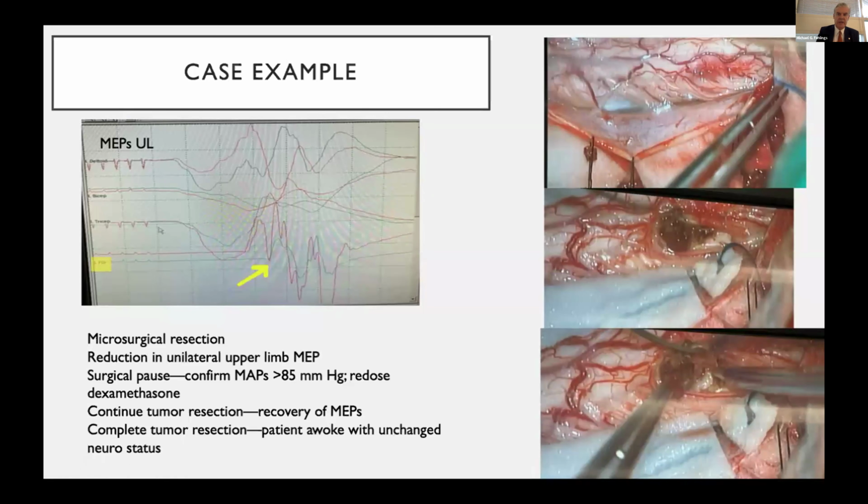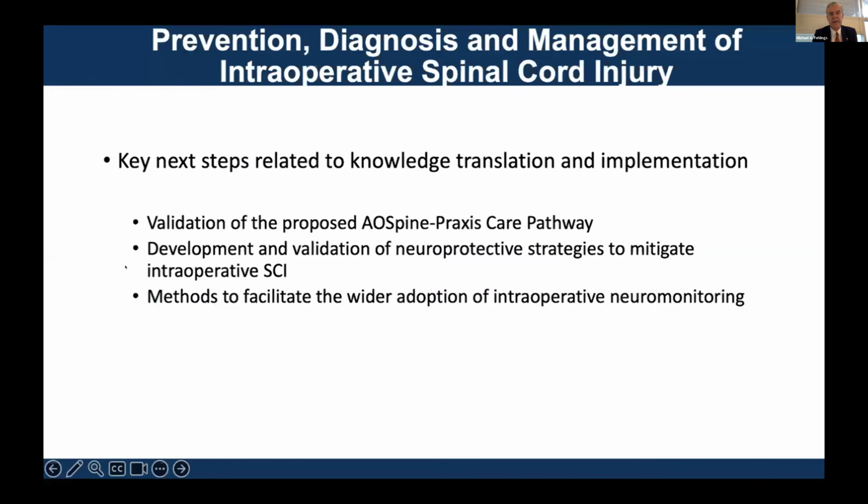And the approach here was to take a surgical pause, make sure the mean arterial pressures were at an appropriate level, do the dissection in a different area, come back to that previous area, and ultimately we were able to achieve a complete tumor resection, and the patient awoke with an excellent neurological status.